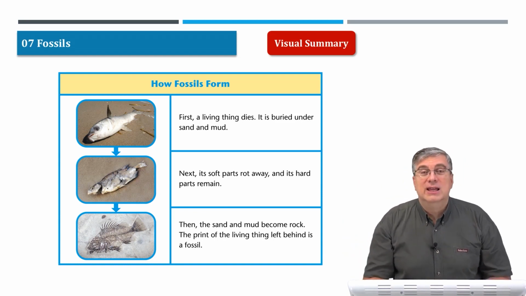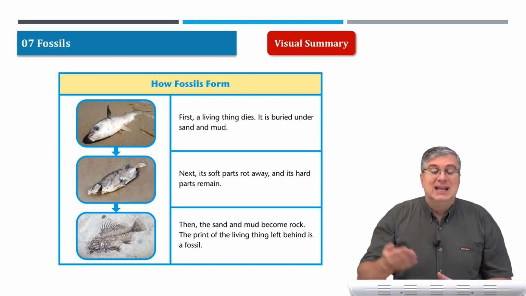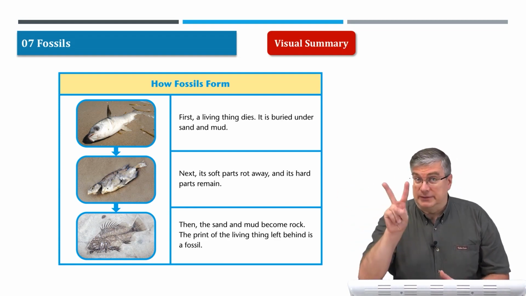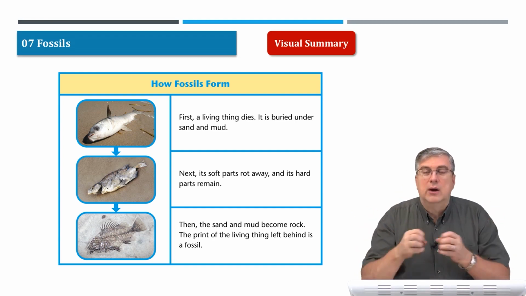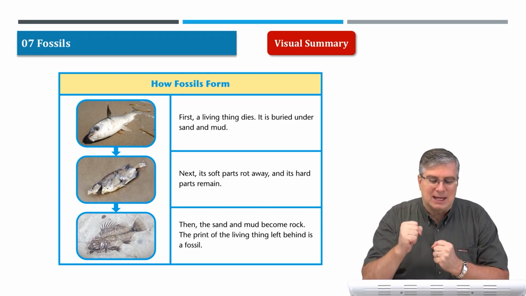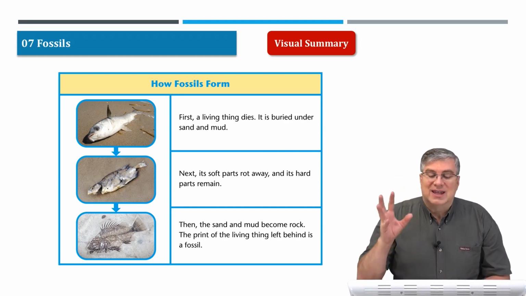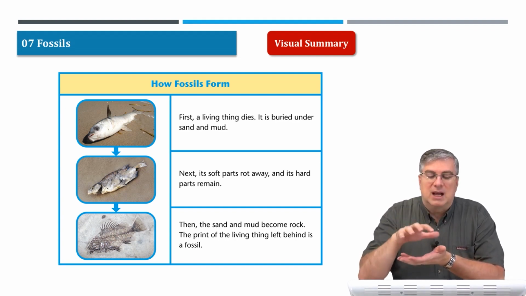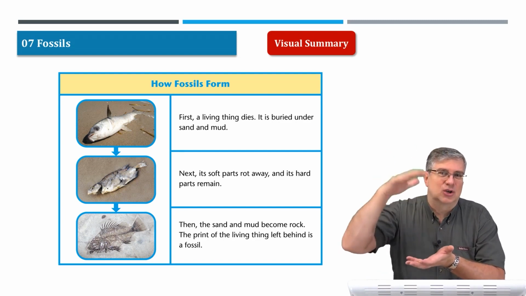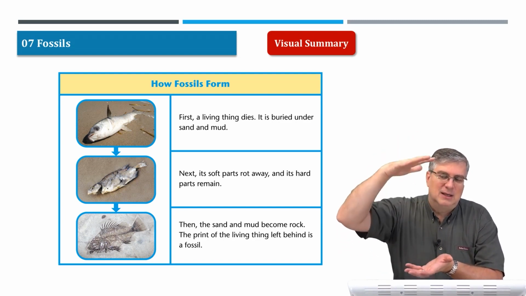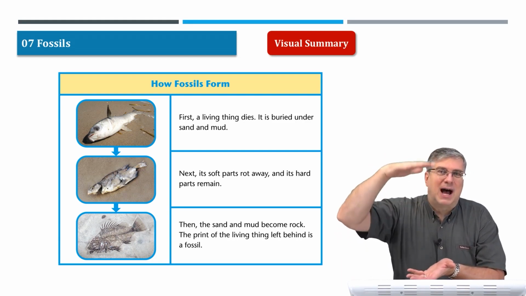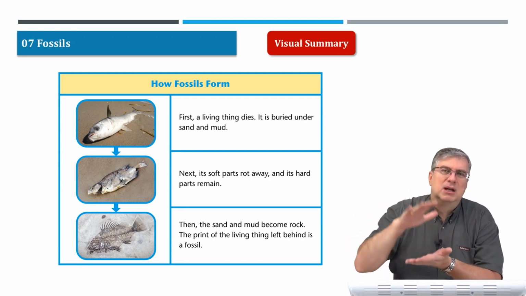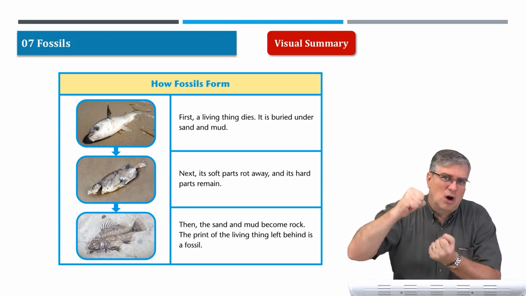So first, a living thing dies. It is buried under sand and mud. Next, second, its soft parts rot away and the hard parts remain. Third, the sand and mud that are around the bones, right, the hard parts, become rock, right? This is because of a lot of pressure. Usually it's buried and the material that it's under builds up higher and higher and more weight, and that makes more pressure. And what does that do? The sand and the mud become rock because of all the really strong pressure.